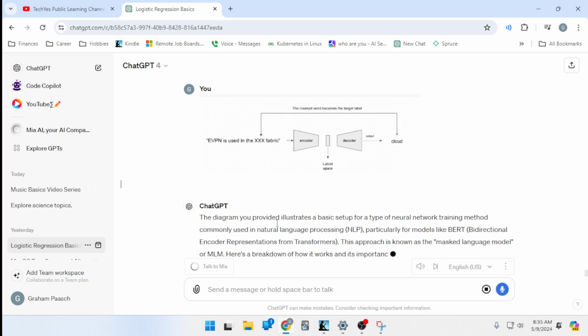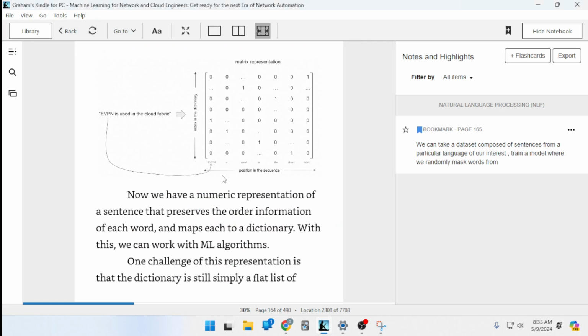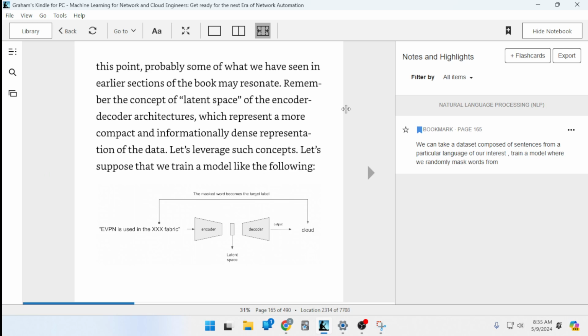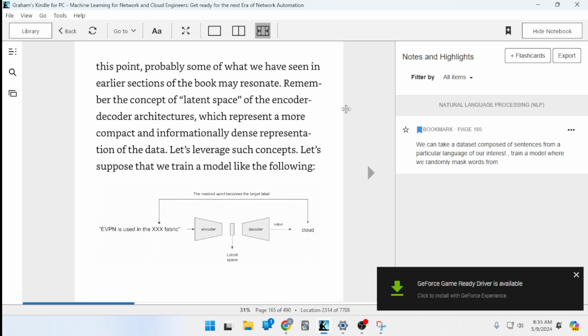The diagram you provided illustrates a basic setup for a type of neural network training method commonly used in natural language processing, NLP, particularly for models like BERT, bidirectional encoder representations from transformers. This approach is known as the masked language model, or MLM. Here's a breakdown of how it works and its importance.